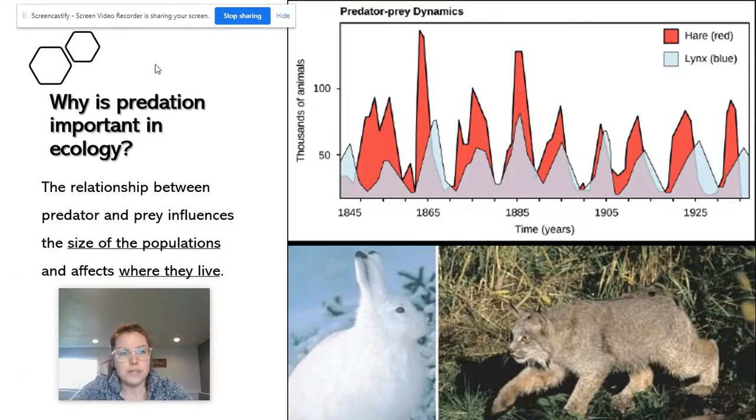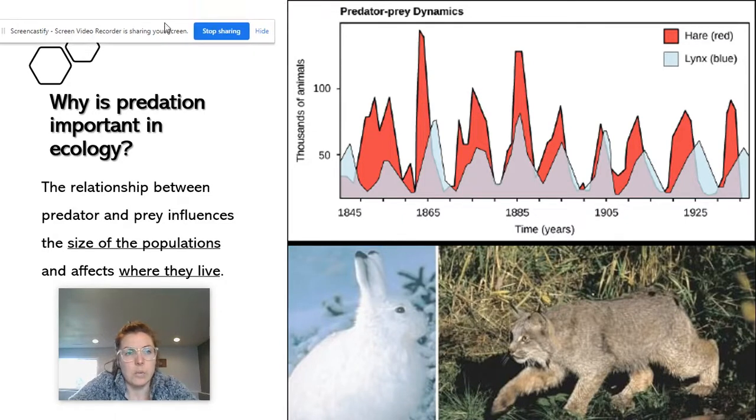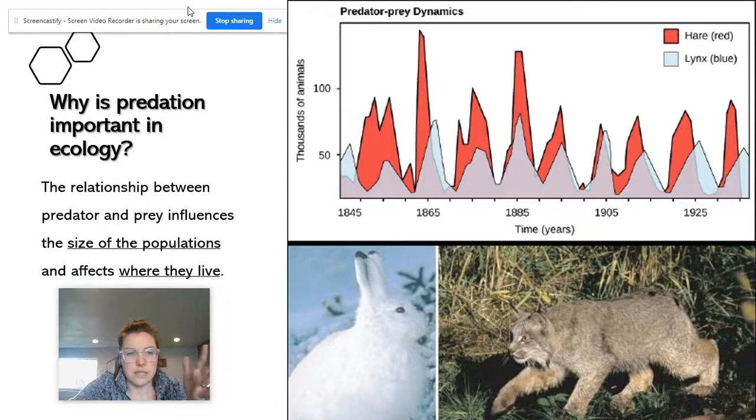So why is predation important in ecology? Why do we have to learn about it? Why do we care? Why isn't it just as simple as this thing eats another thing and that's great? Well, a couple different things. The relationship between predator and prey influences the size of the populations of both predator and prey, and it affects where they live. So let's look at this graph here.